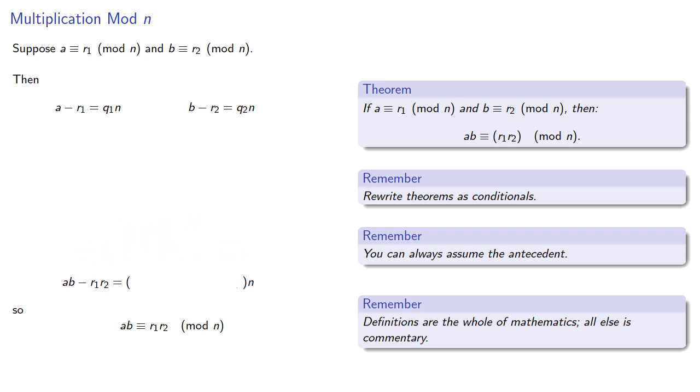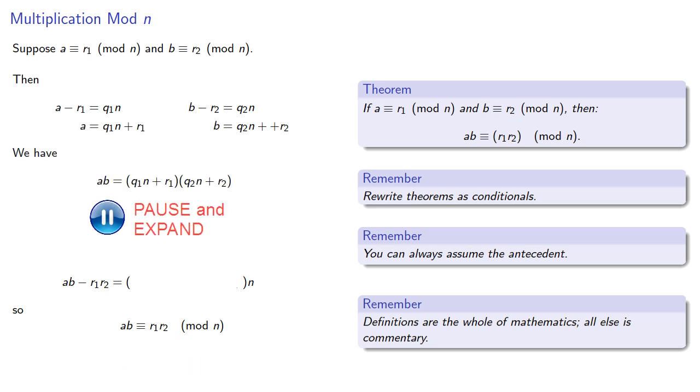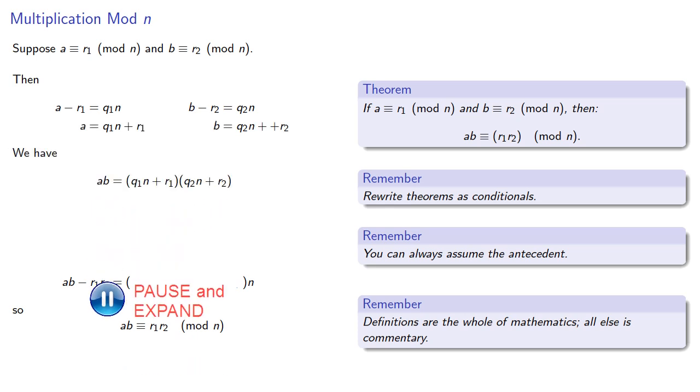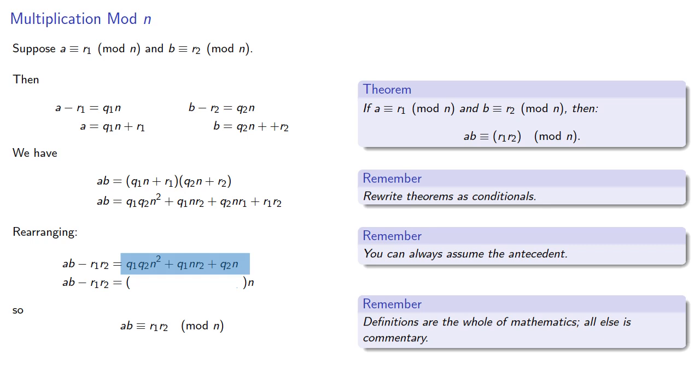And now we need to form a bridge from our start to our end. And we do need this product A, B, so let's go ahead and solve these two equations for A and B. And then we could find their product. And we want to find the difference, so let's rearrange that. And we see that this difference can be expressed as something times n. And so we get our proof.